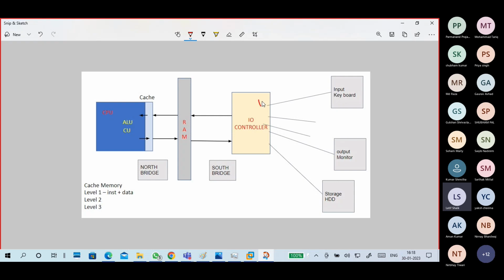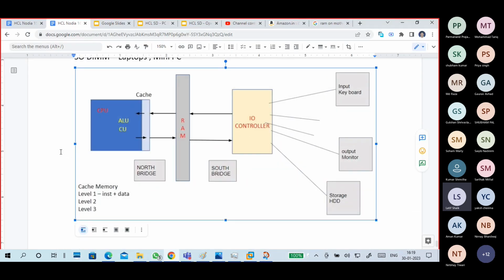It will recognize the devices by their IRQ numbers and I/O memory addressing, so your I/O controller understands what device it is. It will take instructions and data and give it to your RAM, RAM gives it to cache, cache gives it to your processor. The processor processes it and gives it to cache. Cache loads it to RAM, RAM loads it to the I/O controller, and the controller will give it to your monitor. So this is the original diagram.